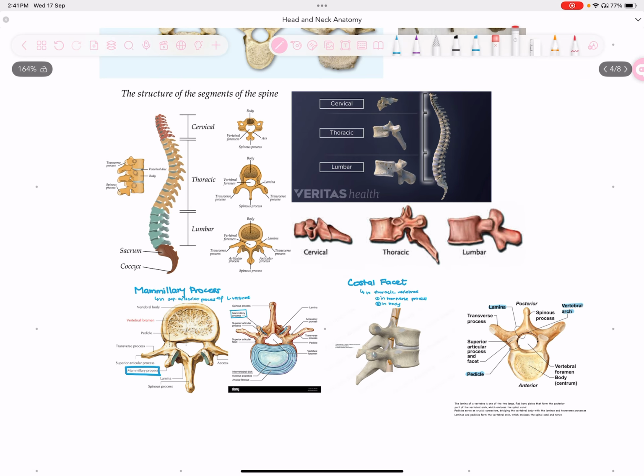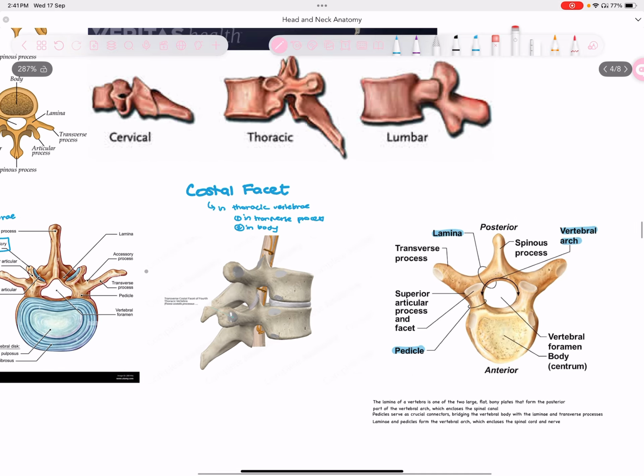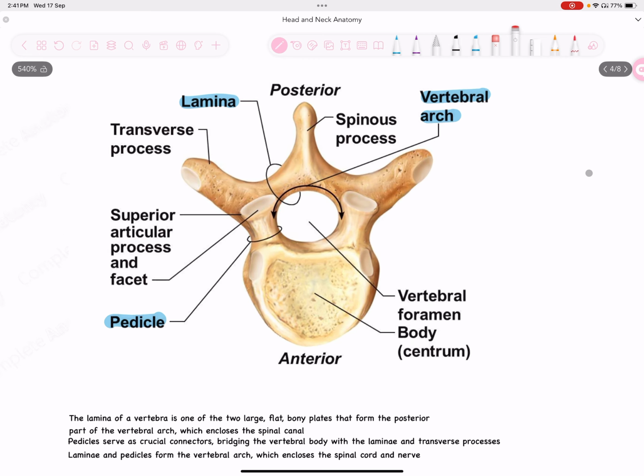Now, I mentioned all the key features, but there is one very important feature that I skipped here. That is the lamina and pedicle. Students often get very confused between the two. So here, I told you this is the vertebral foramen, right? Now, a vertebral foramen is there, but this region right here is the vertebral arch. The vertebral arch is formed by lamina and pedicle. Now, where exactly is lamina and where exactly is pedicle?